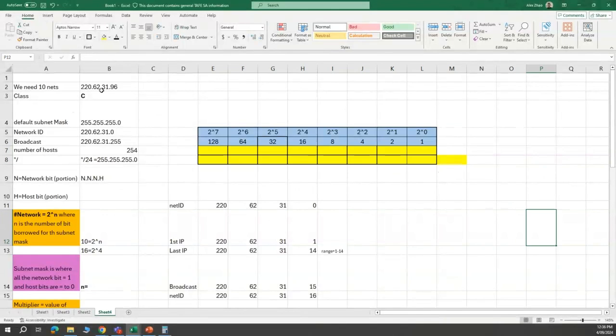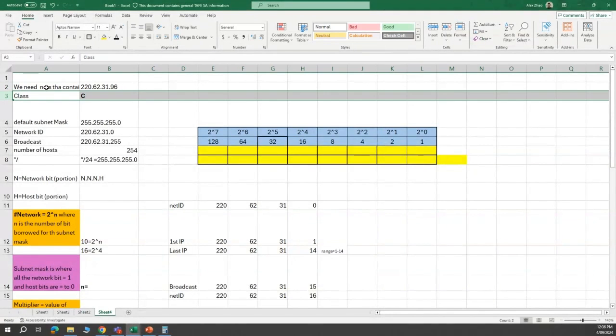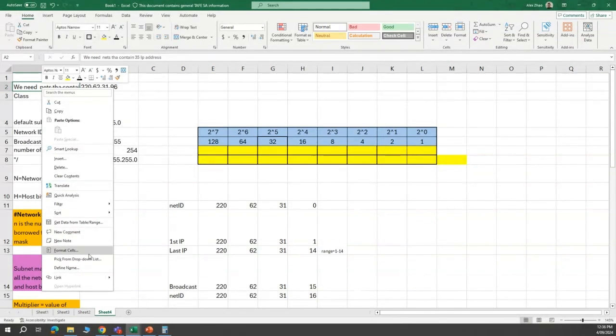All right. So what if the question is, instead of we need 10 networks, what if we need networks to have 30 hosts? So let me just format this a little bit better.